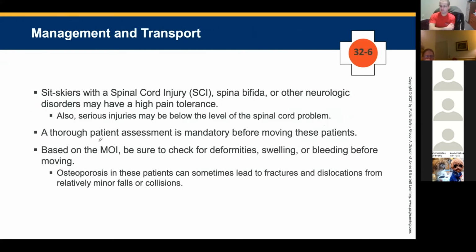Now, management and transport. Sit skiers with spinal cord injury, spina bifida, and other neurological disorders may have high pain tolerance. Also, serious injuries may be below the level of the spinal cord injury. A thorough patient assessment is mandatory before moving these patients. Based on the MOI, we want to check for deformity, swelling, and bleeding before moving.